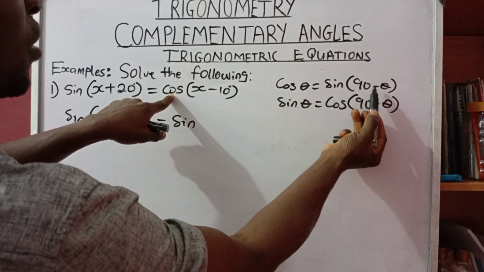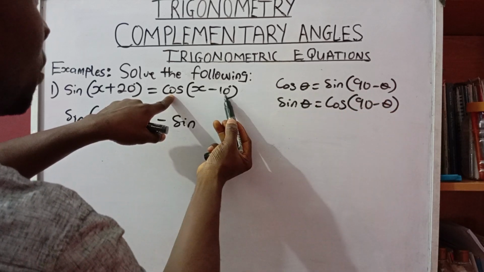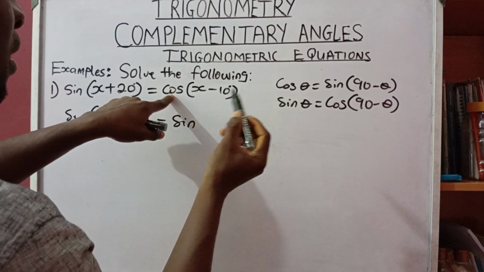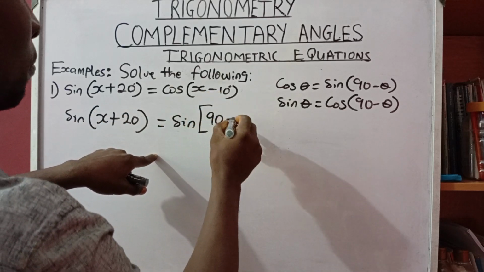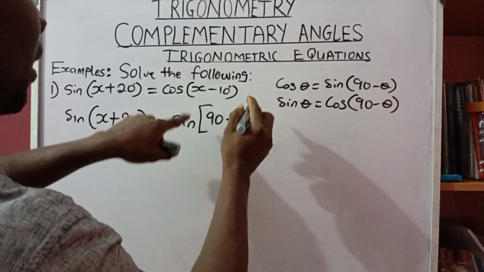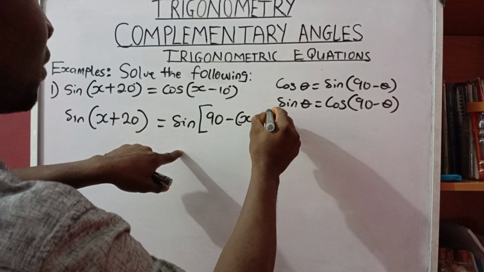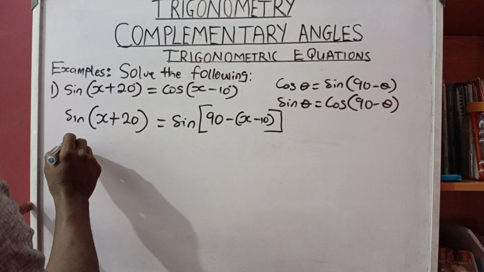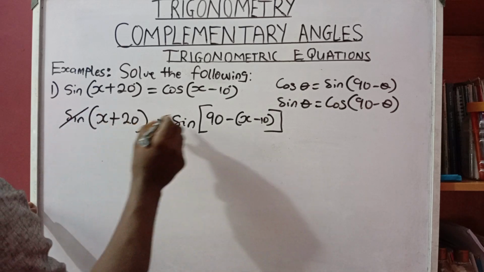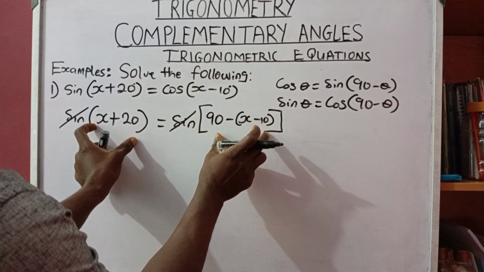So changing it to sine means I will have to say 90 minus the θ that I have here, which represents all of this. So that will be 90 minus everything that I have here, which is x - 10. That is the step that we have taken now. The next step is we do away with the sine. When you do away with the sine, you now solve it algebraically.